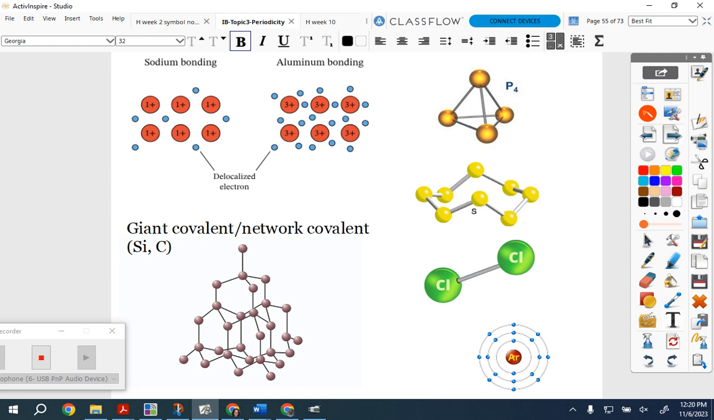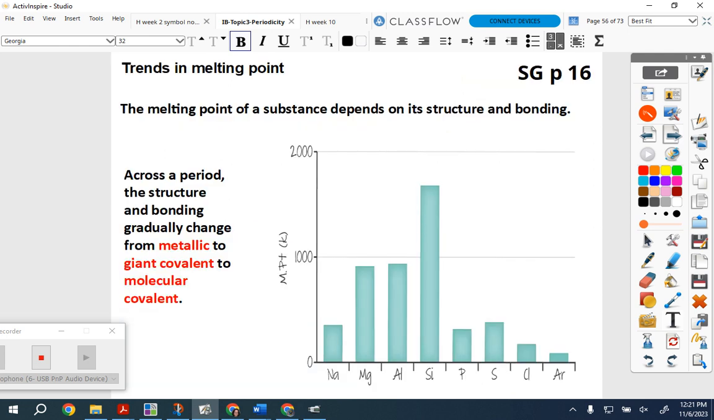So thinking about all that, hopefully, will help make a little bit more sense of the last two trends that we're going to talk about. So we're going to start off with melting point. This is page 16 on your study guide, which has a really poor picture, which I'm sorry, you can barely read it. It did not print well, and it really didn't copy well. So apologies for that.